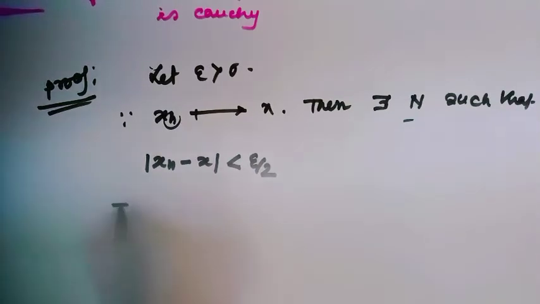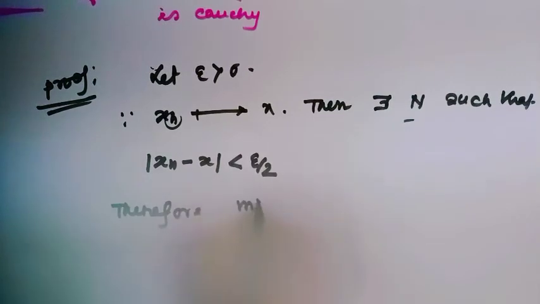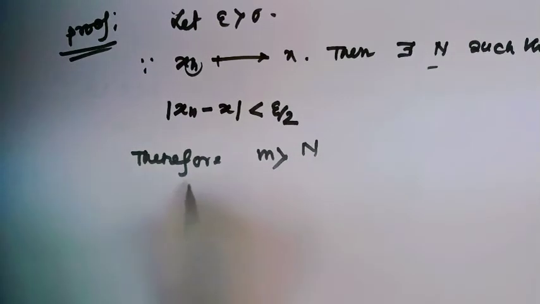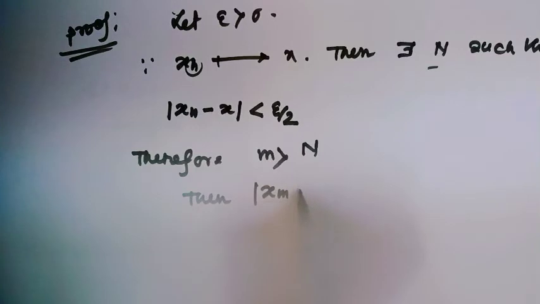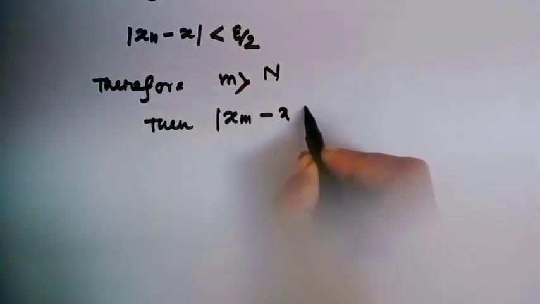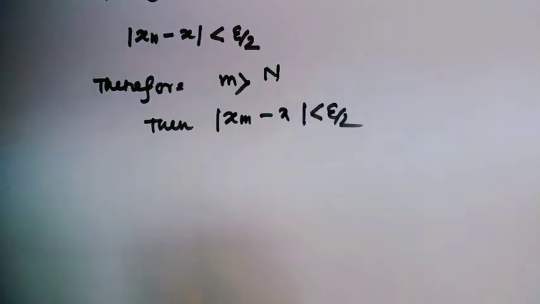Therefore, if m is strictly greater than N, then the absolute value of xm minus x is strictly less than epsilon over 2. Now let's compare xn and xm.